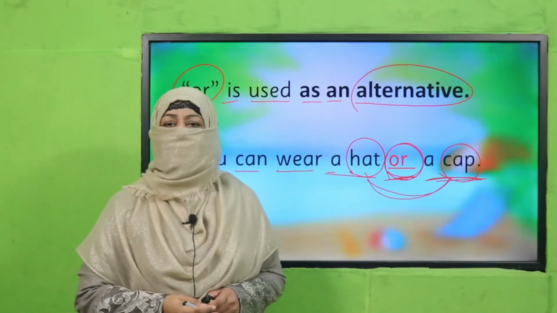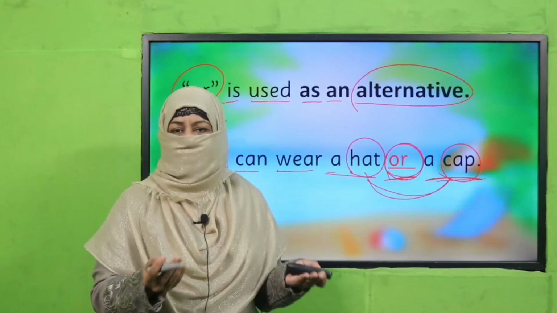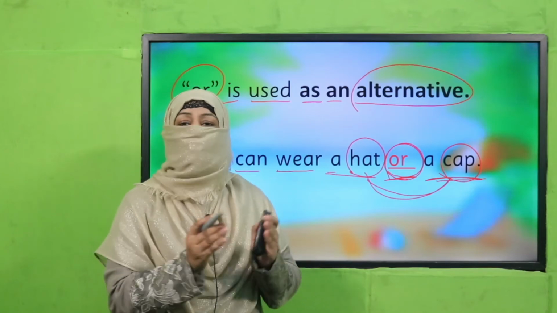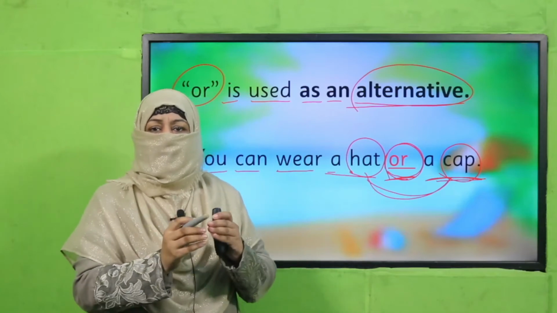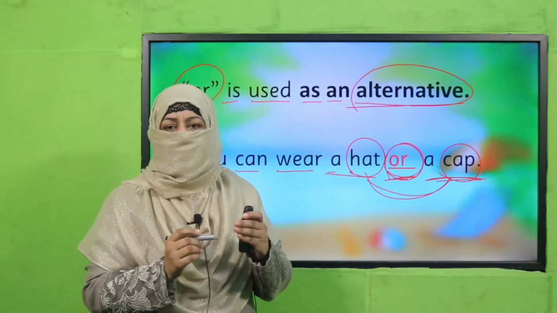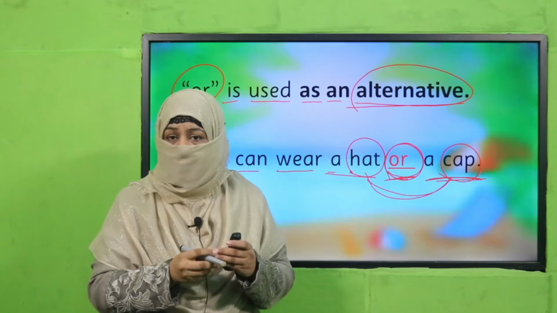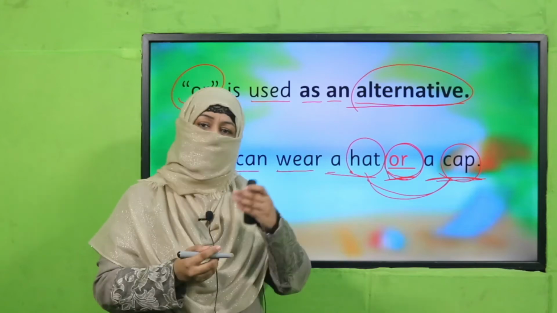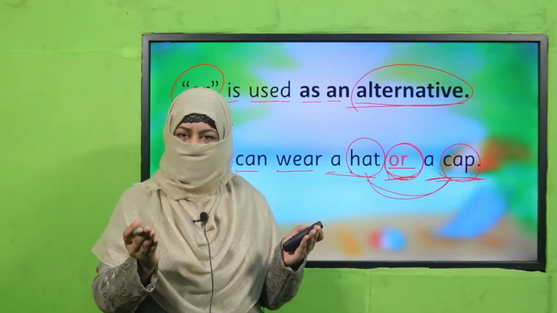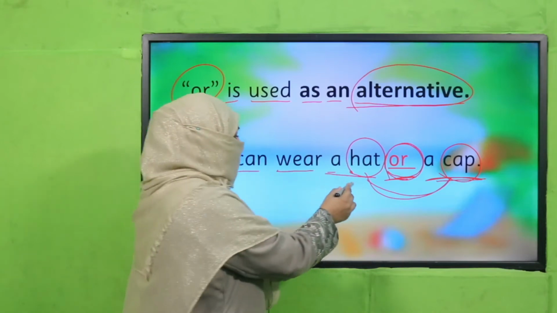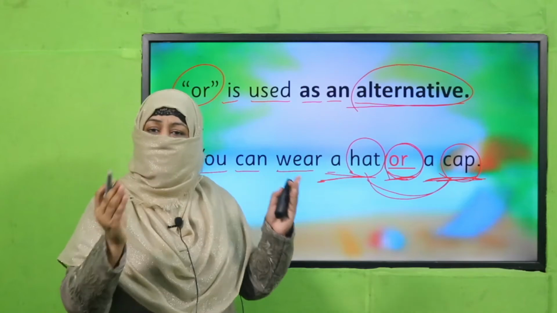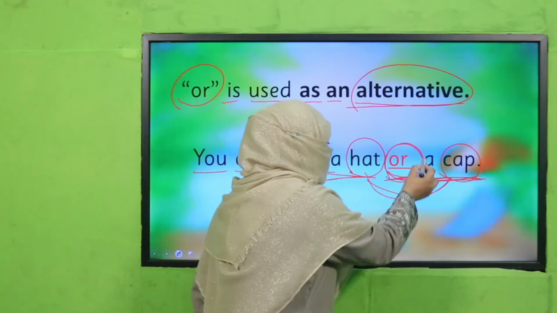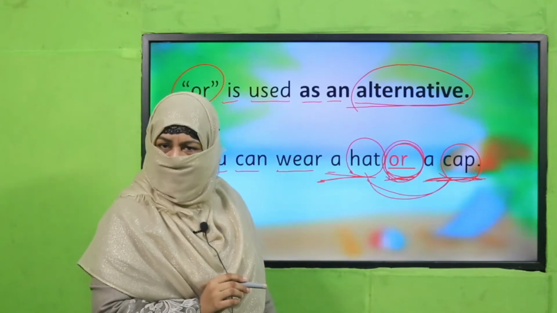Likewise, you can wear a shirt or a t-shirt, right? Alternate means a thing which can be used in place of another. For example, to write, you can use a pencil or a pen. So they are alternates of each other. Whenever we are joining two nouns which are alternates of each other, we use the conjunction or, right?